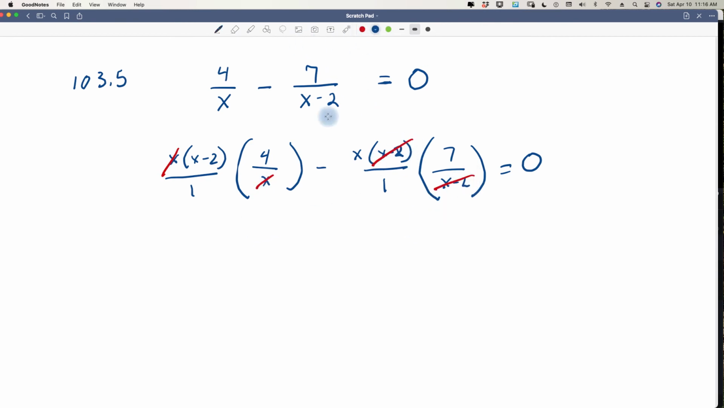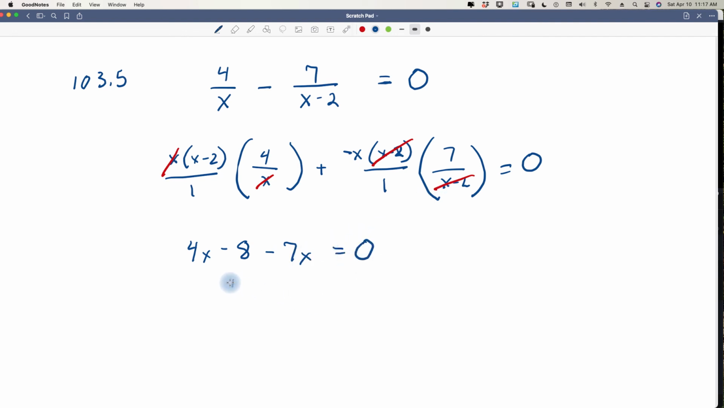So now we can multiply. 4 times x is 4x. And 4 times negative 2 is negative 8. And now make that positive, make that negative. Negative x times 7 is going to be negative 7x, and then this is going to be 0.